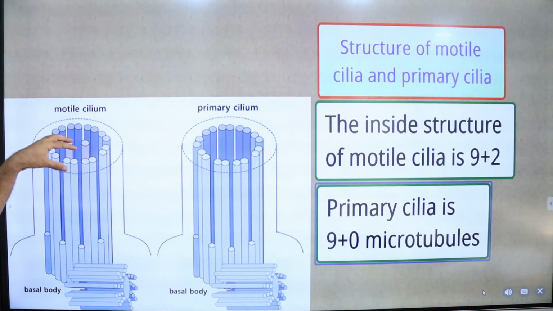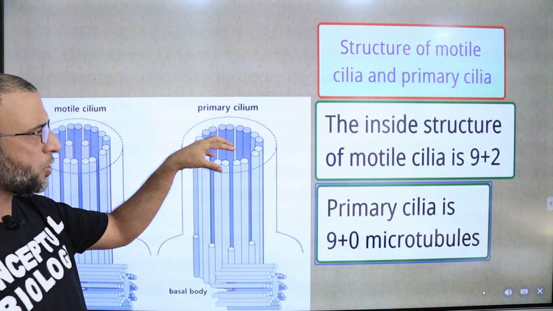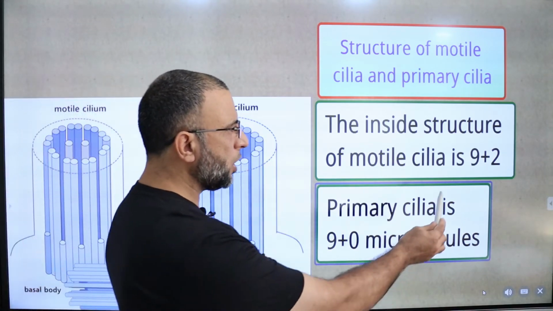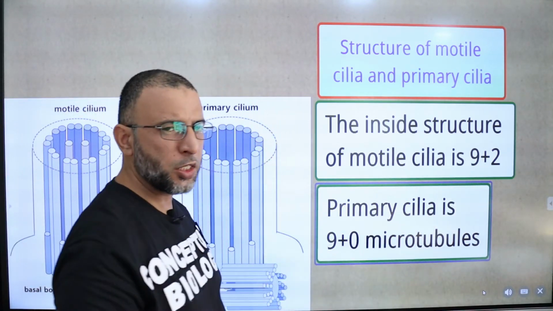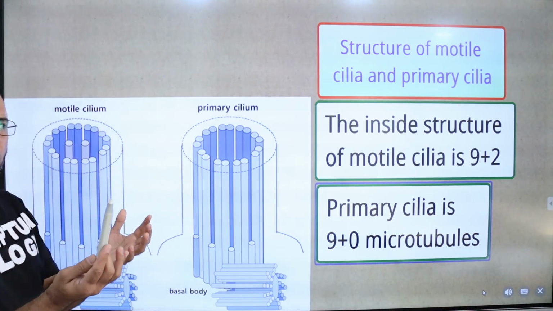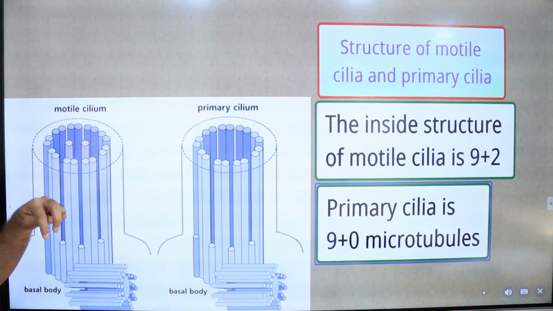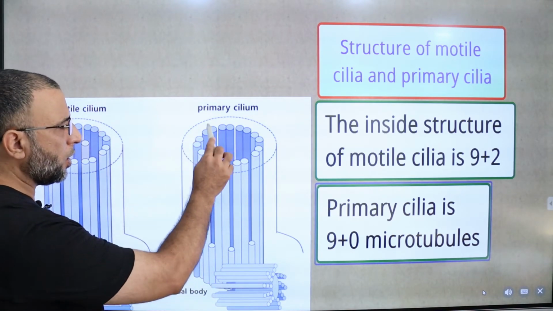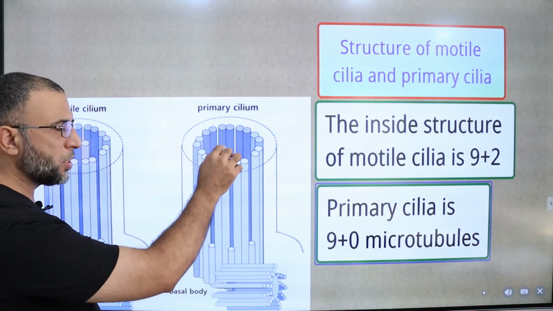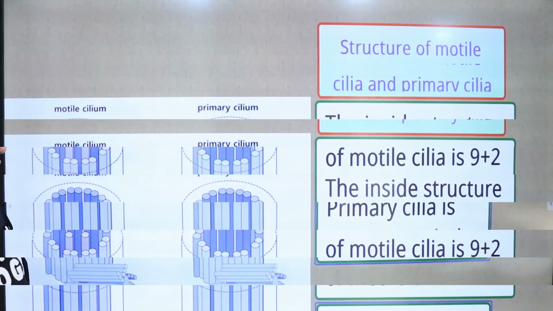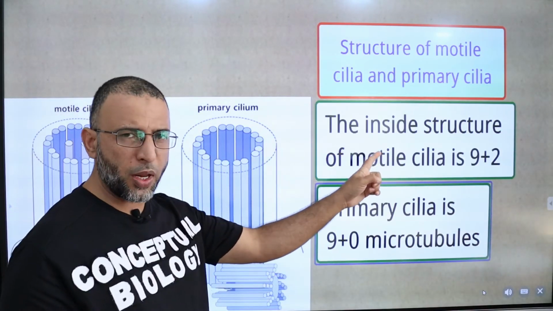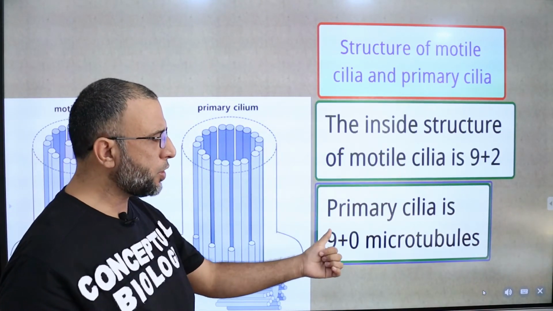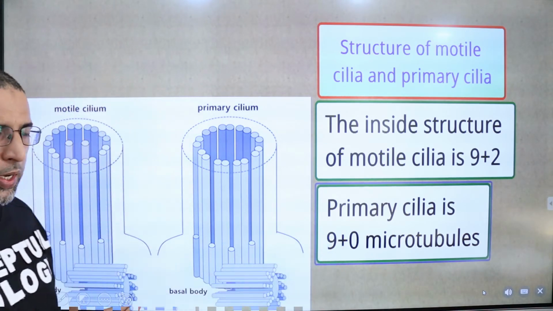The difference in structure of motile cilium and primary cilium is, motile cilium has a 9+2 arrangement, meaning there are 9 peripheral microtubules and 2 central microtubules. But in a primary cilium, there are 9 peripheral microtubules, but the central microtubules are absent. So motile cilia have a 9+2 arrangement, and primary cilia have a 9+0 arrangement.